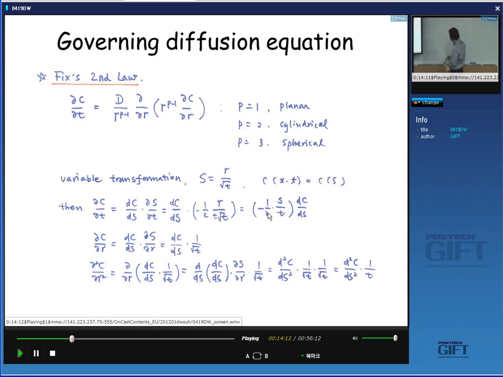And when you put 1, you simply have this kind of one-dimensional Fick's second law. And when you put 2 and 3, this equation becomes the governing equation of diffusion in cylindrical or spherical shape of the product phase. Anyway, this is a general form, so let's start with this. Then we can expand, depending on the geometry of the product phase.